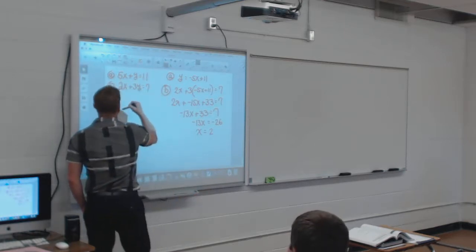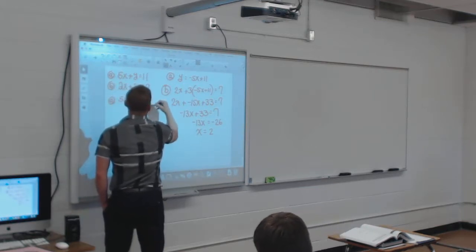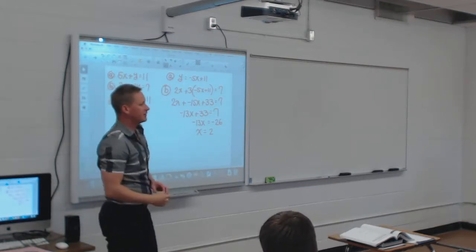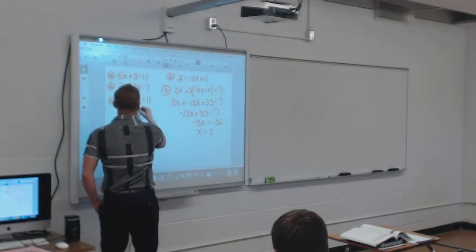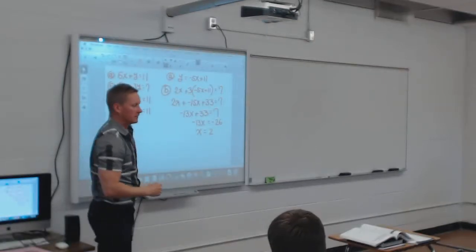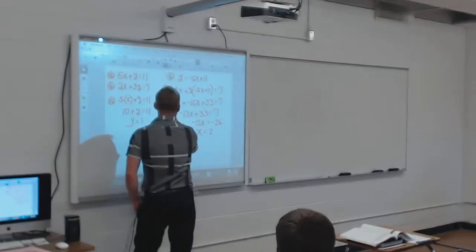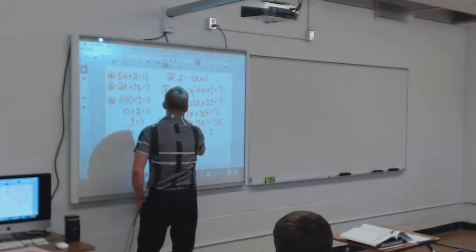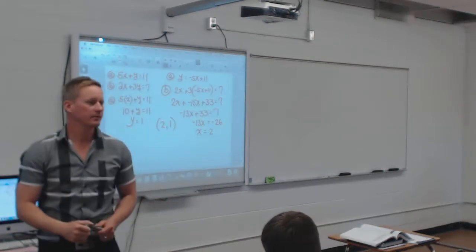So I'll use A. 5 times 2 plus y is equal to 11. 5 times 2 is 10, so 10 plus y is equal to 11. How do I get y by itself? Subtract 10. What does y equal? 1. And finally, what is my coordinate where those two lines cross? 2 and 1.